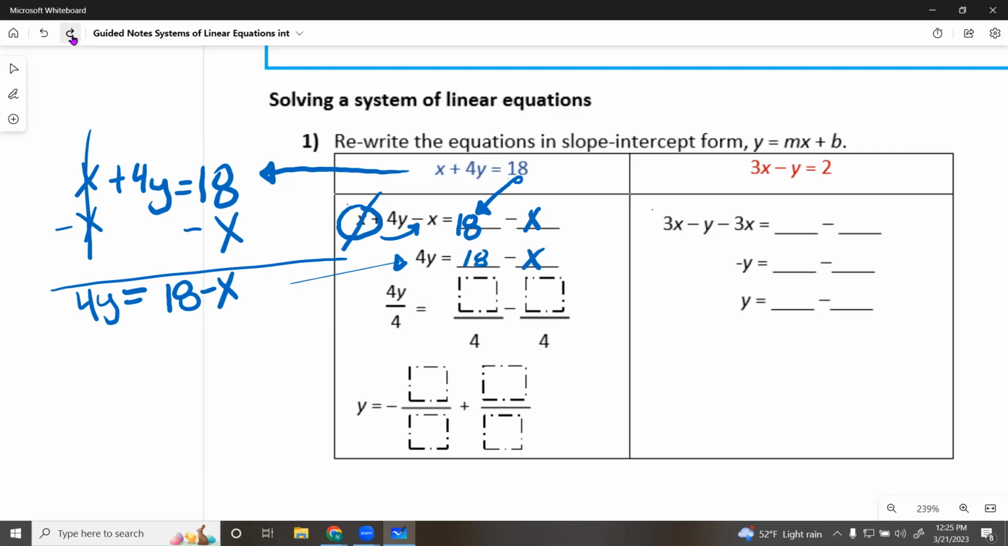So we got 4y equals 18 minus x. The next step is to get rid of the 4y. Well, 4y is the same as saying 4 multiplied by y, or y times 4. And so in order to undo a multiplication, we do the opposite. So we divide by 4 to undo that 4. We're undoing the 4 times y by dividing it.